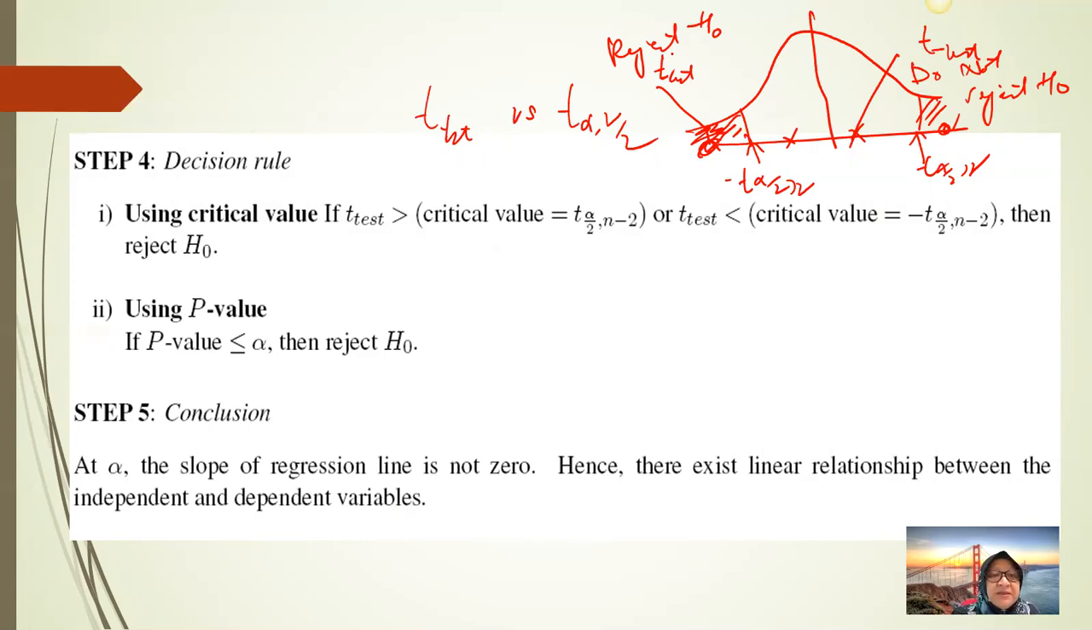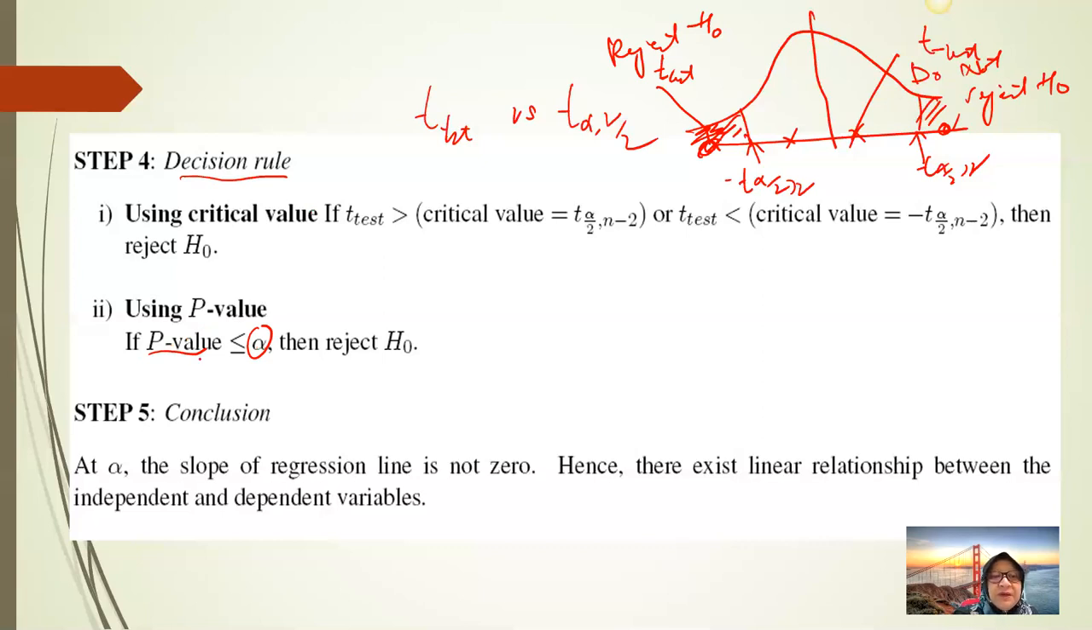Okay. The second method that we can use for the decision rule is the p-value method, which I mentioned in the last session. The p-value is simply the probability value. So to use the p-value method, we compare it with alpha. Do not confuse the critical value method with the p-value method. For the p-value method, you need to calculate the p-value and compare it versus alpha, the significance level.